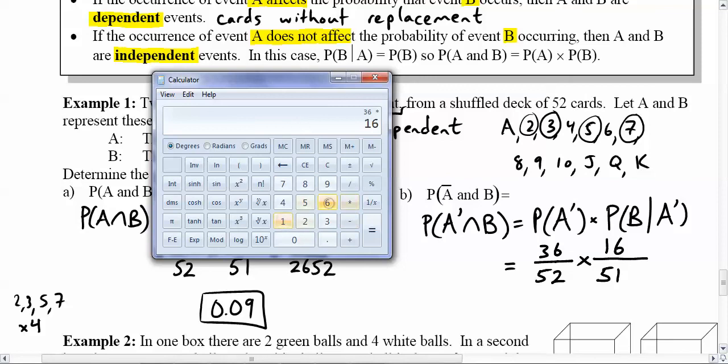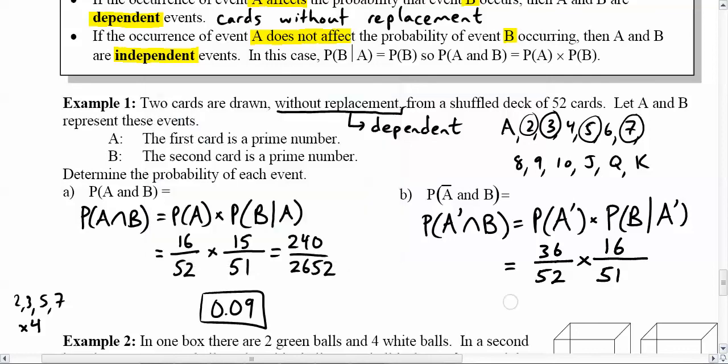36 times 16 divided by 52 times 51 gives me a 22% chance. Much higher probability. Any questions?